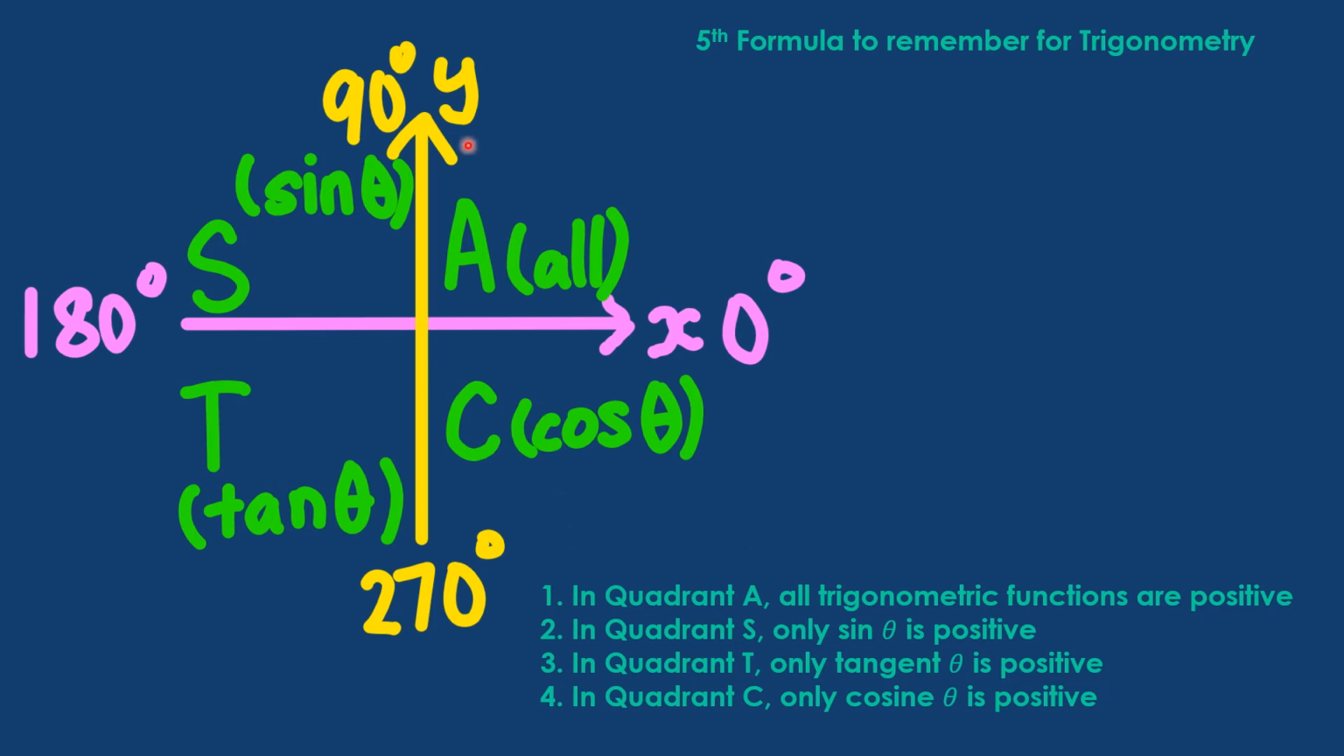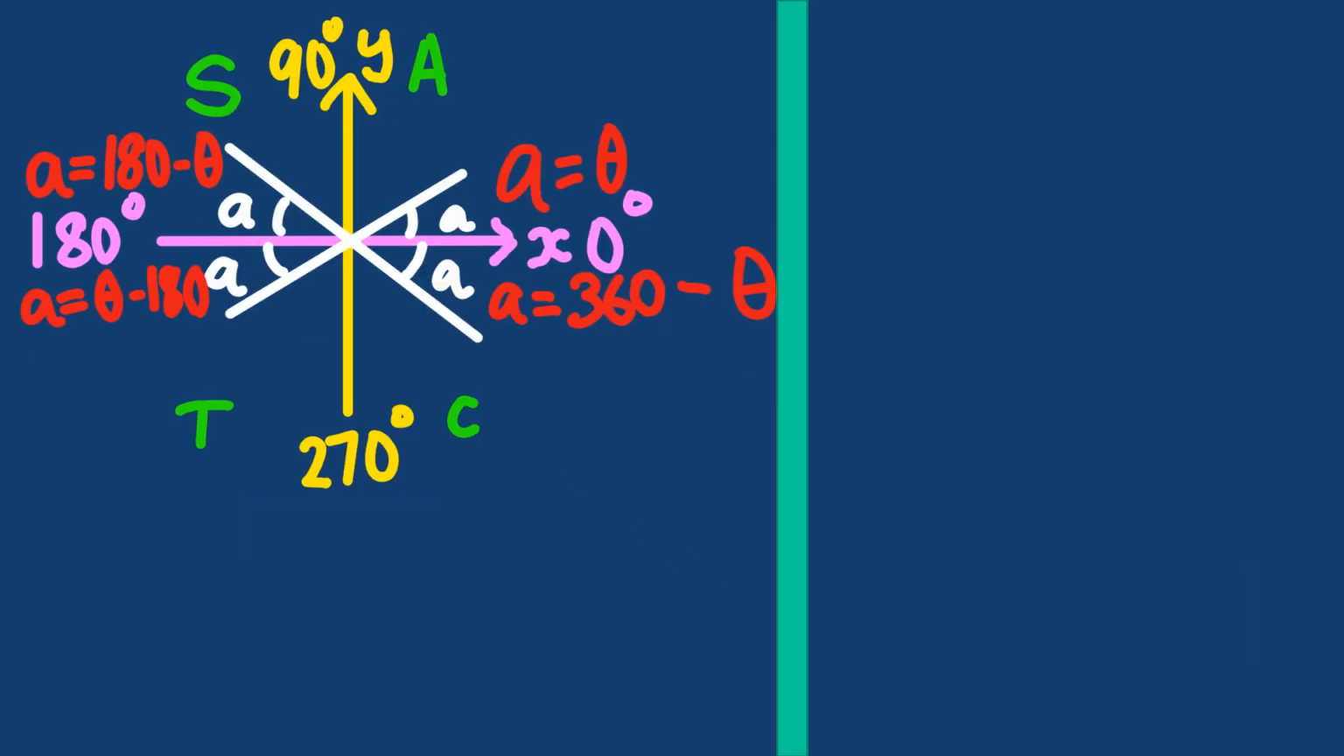So in quadrant A, meaning it's between 0 degrees and 90 degrees, all your trigonometric functions will be positive. In S, sine theta is positive. In T, tangent theta is positive. And in C, only cosine theta is positive. Alright, so let me explain how this works. If this is your angle here, which I wrote as A, this is already equal to theta.